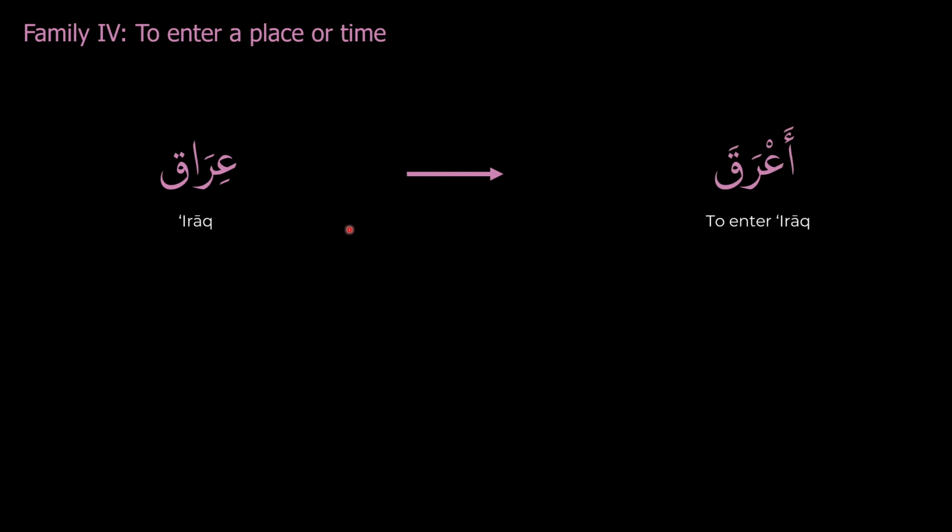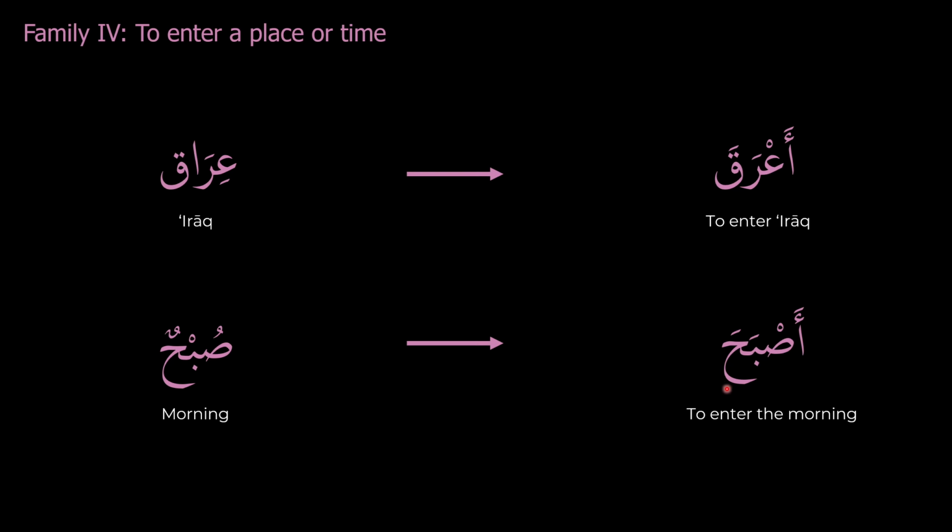So another meaning family 4 has is to enter into a place or time. So for example, Iraq, right, becomes Araqa, which means to enter Iraq, right? So entering the country of Iraq, right? And then Subhun is the morning, right? And then if we put this into family 4, it becomes Asbaha, which is to enter into the morning, right?